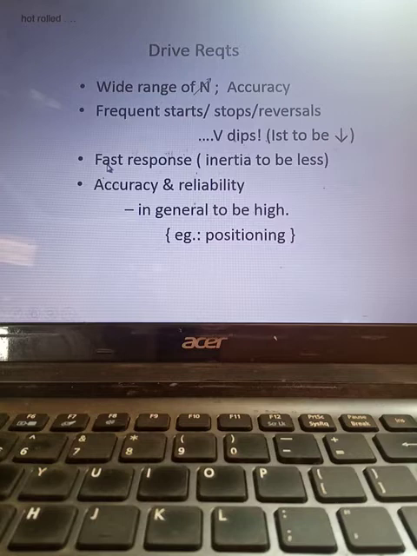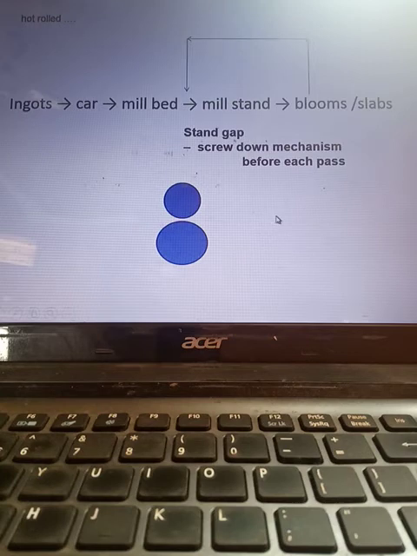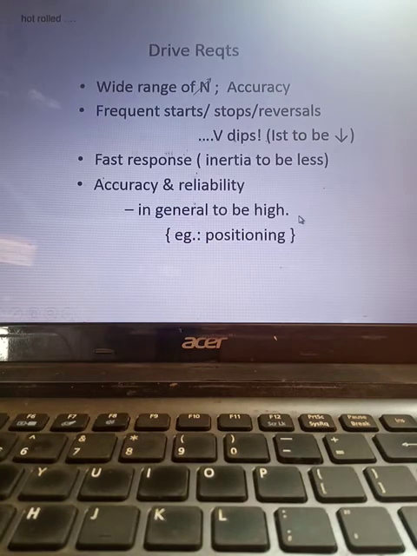Also, the motor we use here should be very fast in responding, which means it should have very low inertia, and only then does it become fast. That means when I ask it to stop here, it should stop. When I ask it to reverse, it should reverse and then stop again here. The positions at which the commands are given should be executed accordingly. Only then do we get an accurate output. So the accuracy and reliability required is very high because of the positioning accuracy required there. These are all the drive requirements.